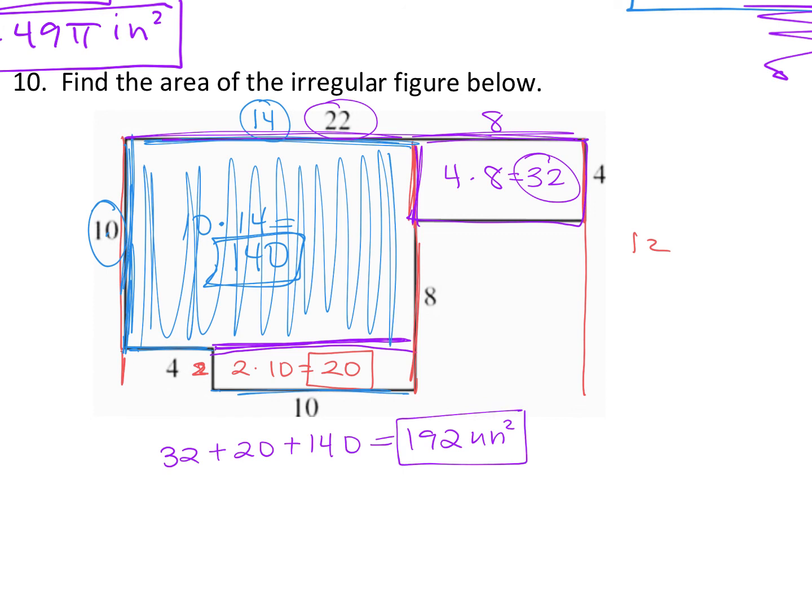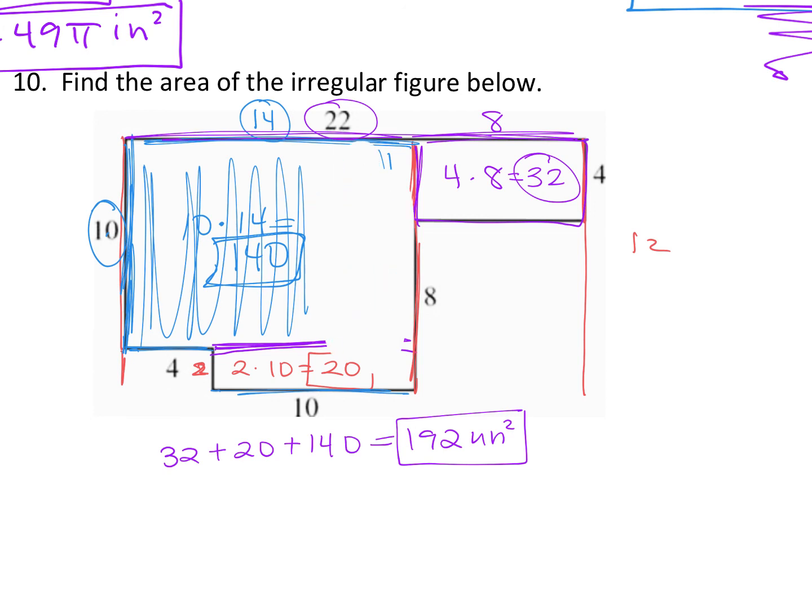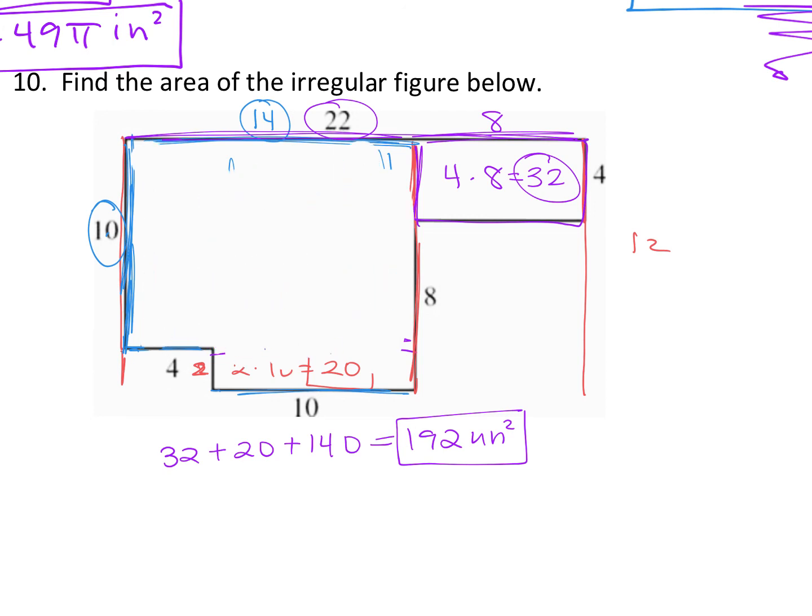Did anyone do it a different way? Zach, what would you do? The box on the far left, that's 40. And then the big middle box for 140. And then the far right one for 32. Okay, so you could also go this way. Right? 3 boxes. It's different dimensions now, but you'll get the same value when you add it all up. So it's up to you how you break it down. You know the area of a rectangle and you can find all the dimensions.